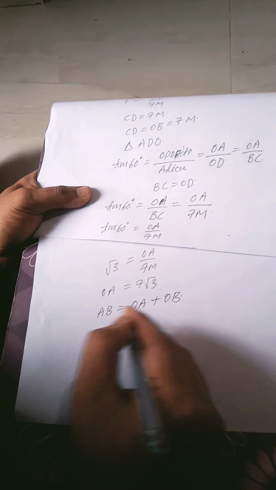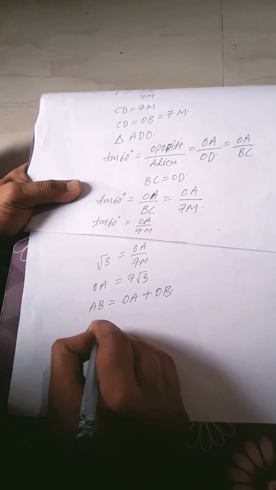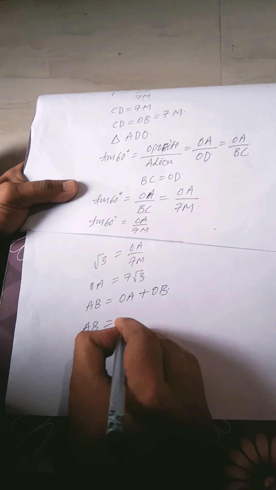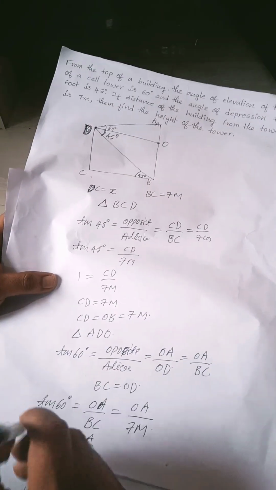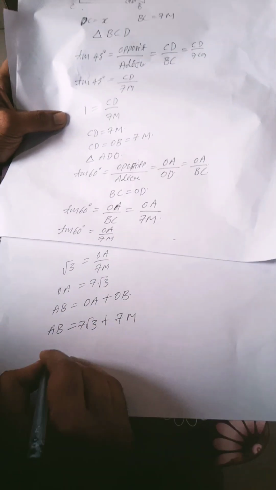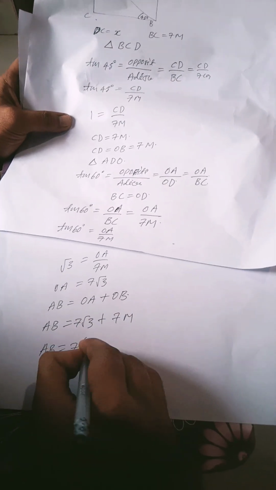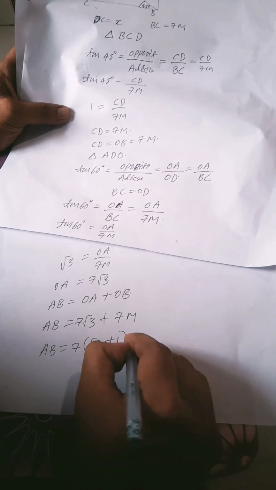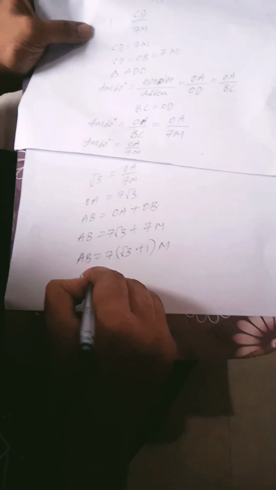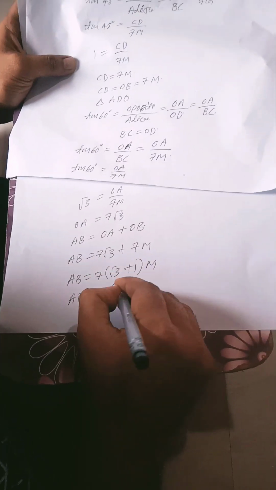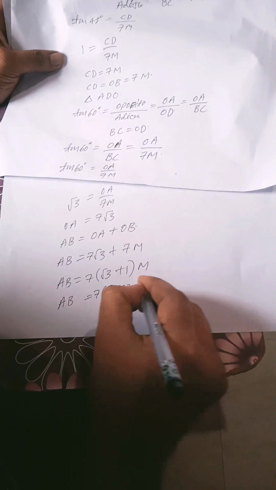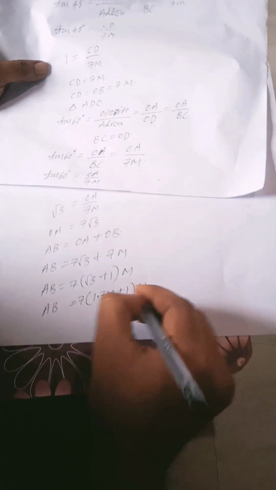But AB is equal to OA, which is 7 root 3 as given. But OB, equal to CD, is 7 meters. AB is equal to 7 plus 7 root 3, so AB is equal to 7 times (root 3 plus 1) meters. Root 3 value is 1.732, plus 1.